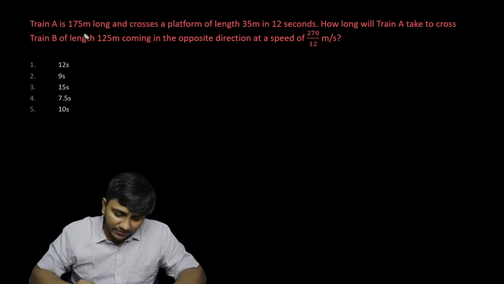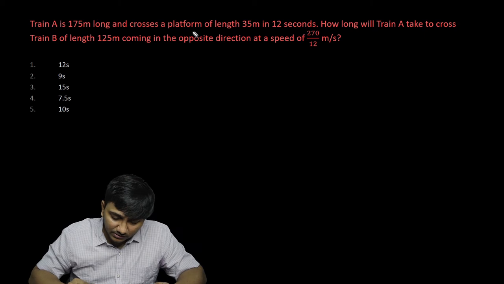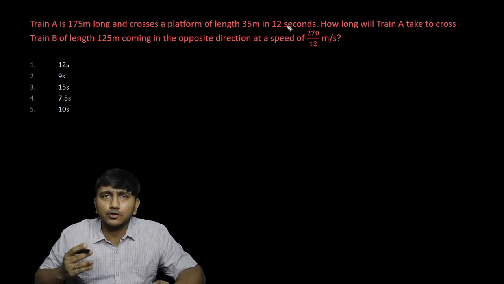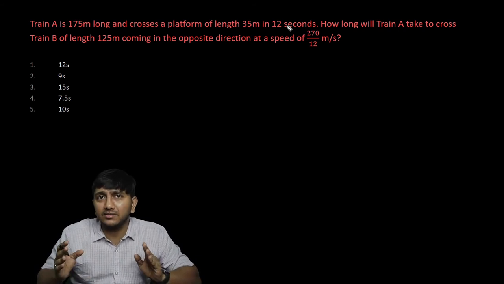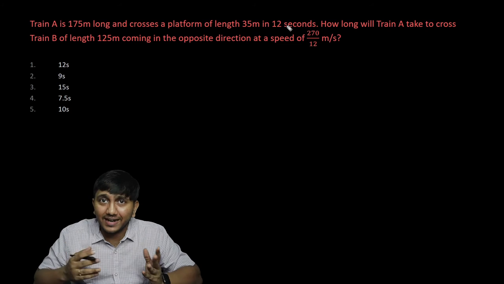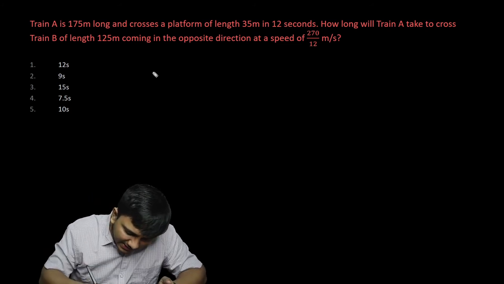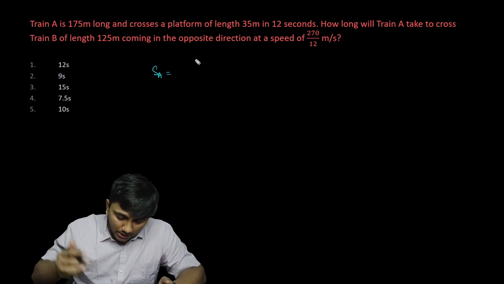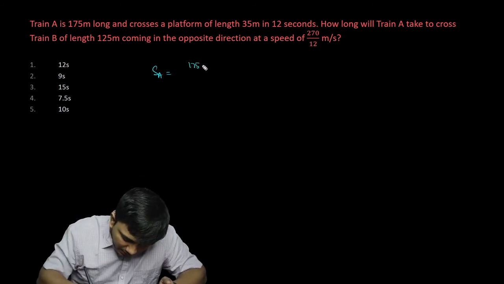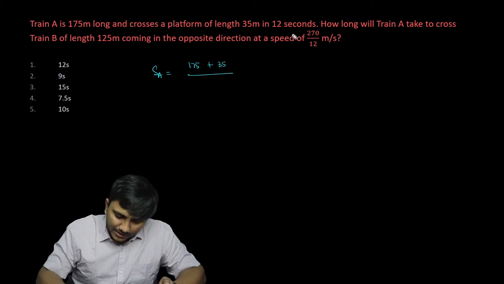Train A is 175 meters long and crosses a platform of length 35 meters in 12 seconds. Whenever a train is crossing another object which also has its own length, the train has to cover a distance that is equal to the sum of the lengths of the train and the object. So the speed of train A is the total distance it has to cover, which is the length of the train itself and the object, divided by however much time it took.